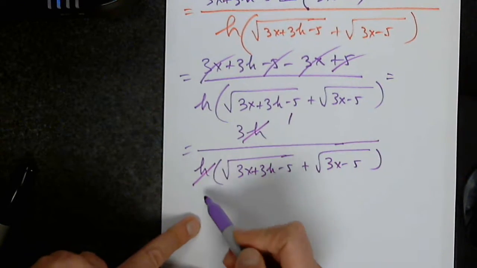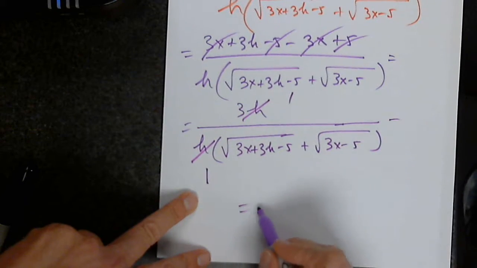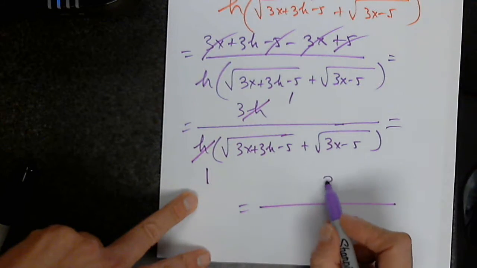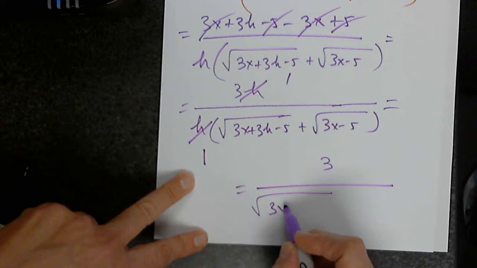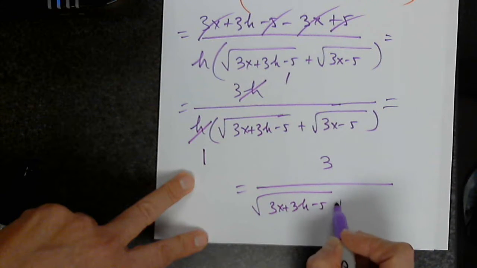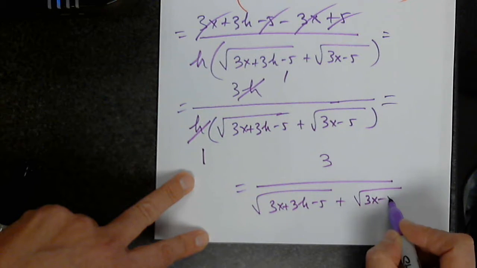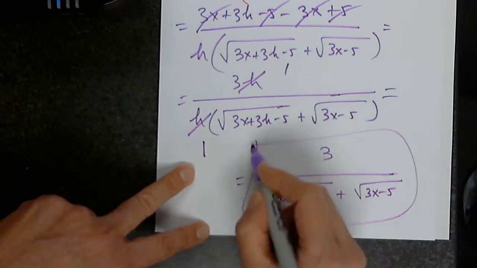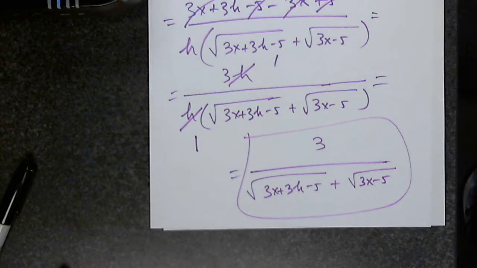And the h1, h1. So 3 over the square root of 3x plus 3h minus 5 plus the square root of 3x minus 5. This is the difference quotient for this function. Let's square it.